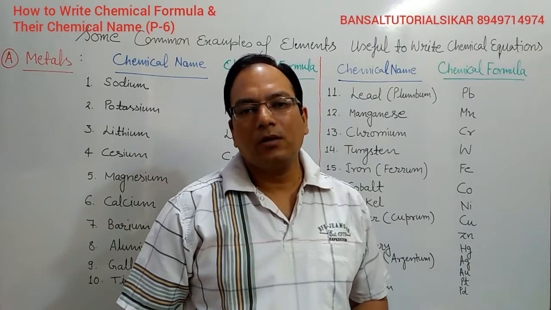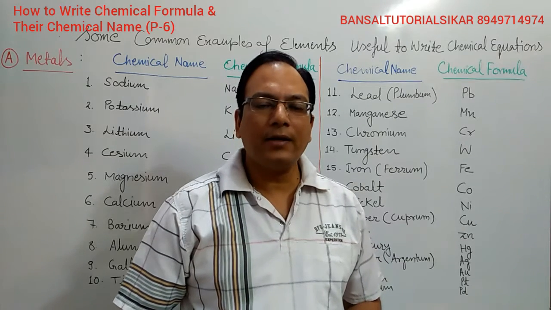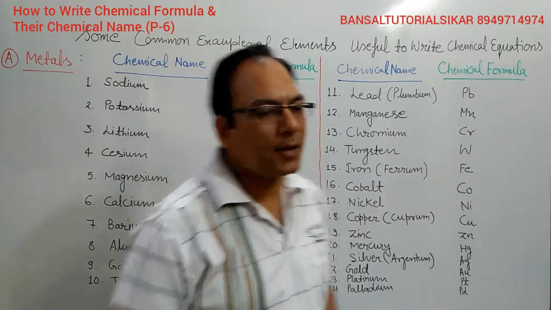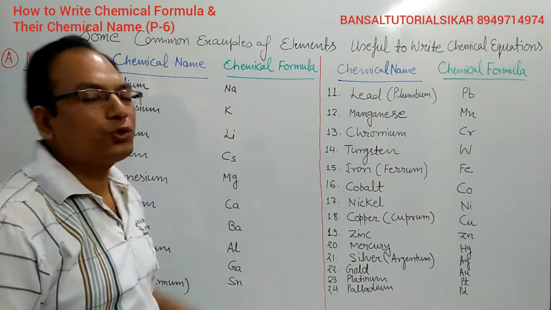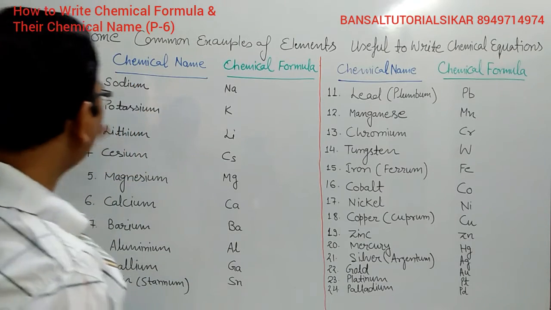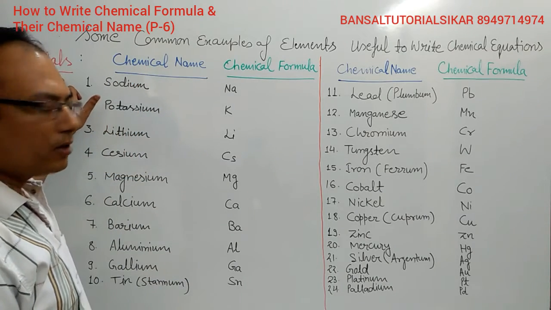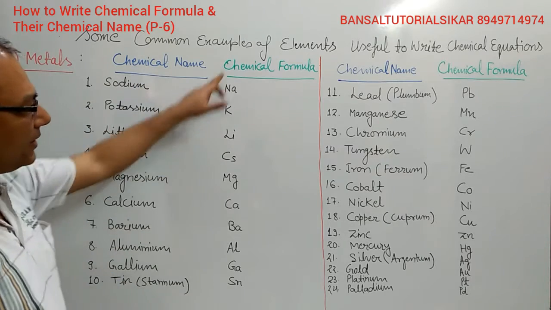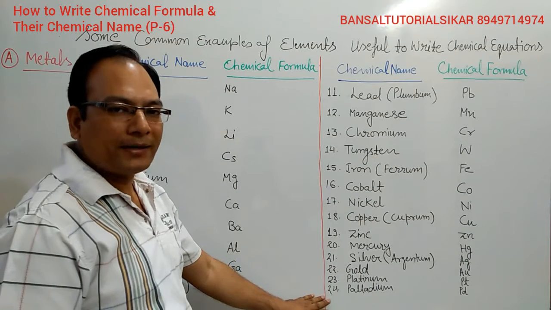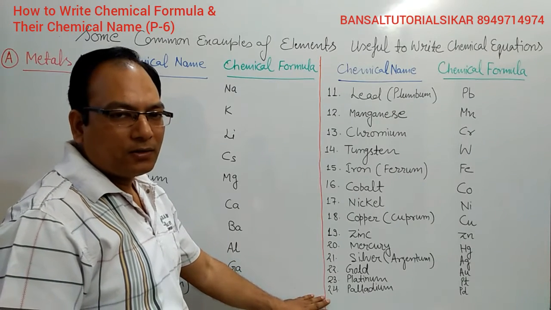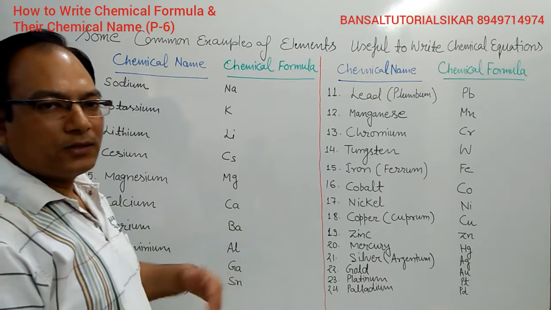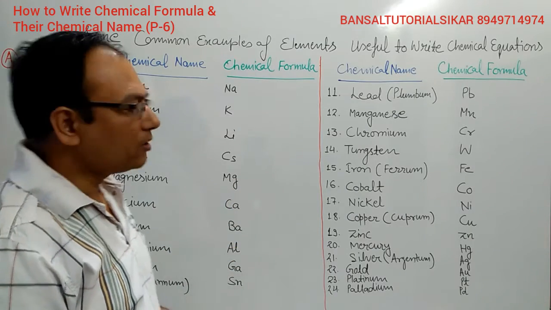Hello students, in the series of how to write chemical formulas and their chemical names, let's see some common examples of elements useful to write chemical equations. First of all, we are taking metals. These are the chemical names and these are the formulas. In total, 24 metals you have to learn, which are useful in 10th class. Mostly they are encountered in your chemical reactions.